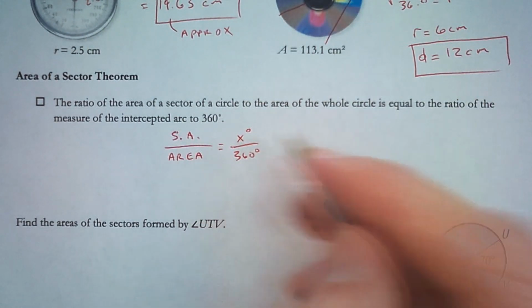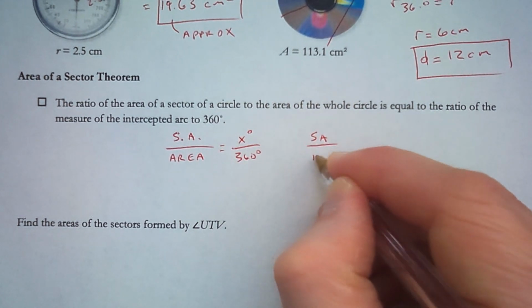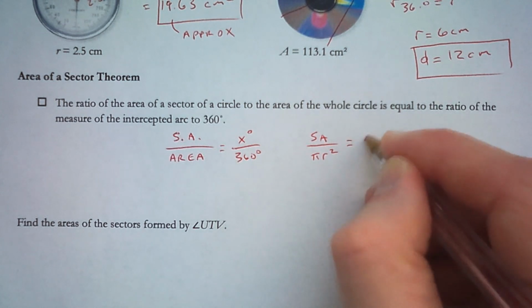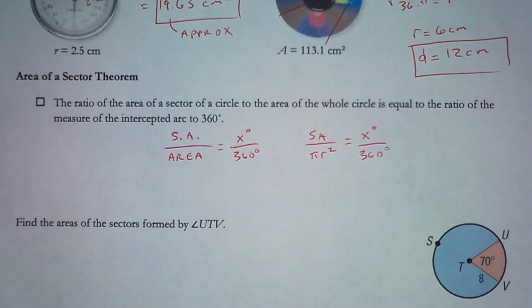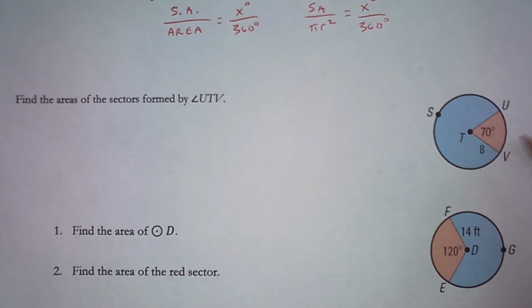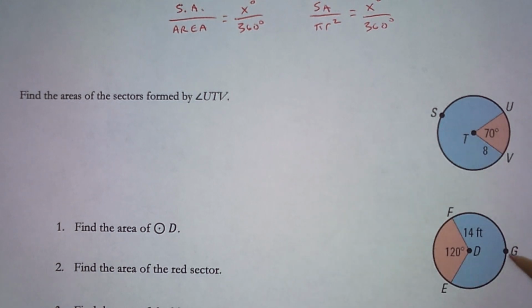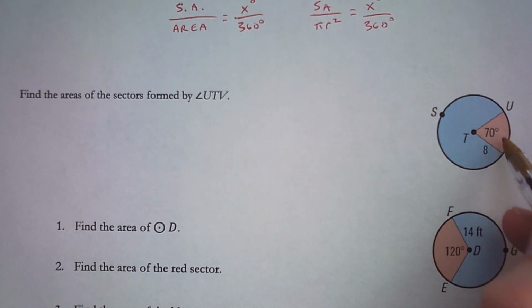Now the area of a circle is pi r squared, so I can replace that. So the sector area is to pi r squared as the number of degrees is to 360. Okay, so this circle here is split into two sectors, a red sector and a blue sector, and we're going to find each area. Let's start with the red sector.